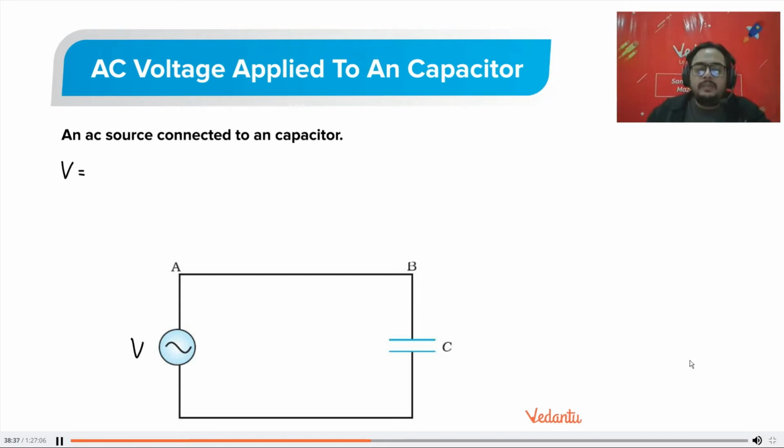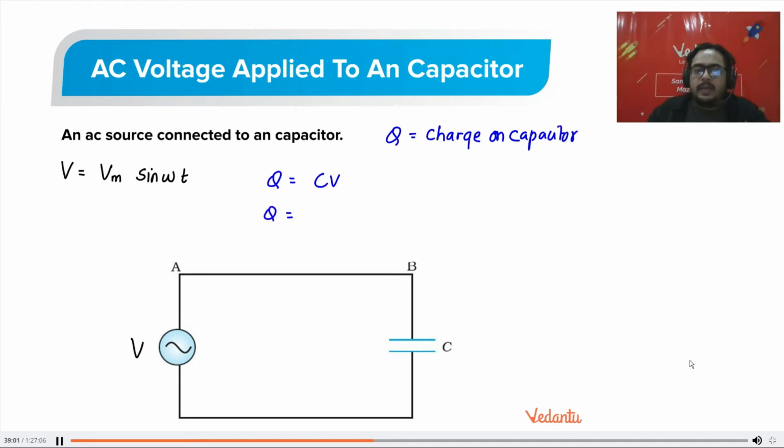So if you apply V voltage, and let me say V is Vm sine omega t. Can anyone tell me what will be the charge on capacitor? What is the formula for charge on capacitor? Very good, Sherdil. So Q is equal to CV. I can say Q will be equal to C into Vm sine omega t. Am I correct? Can I calculate current? Anish, what are you doing? CV, not C by V.